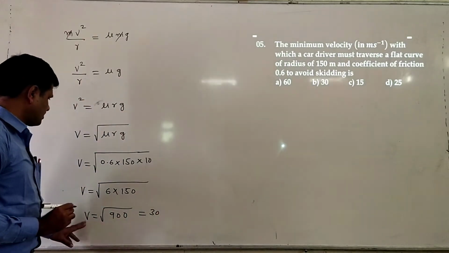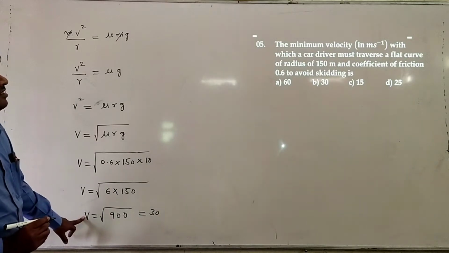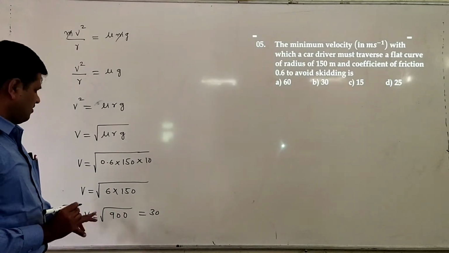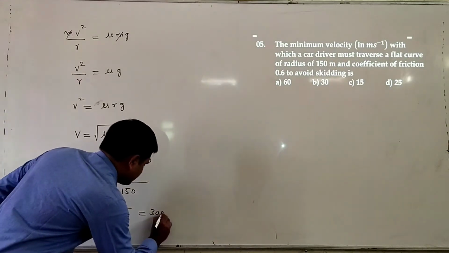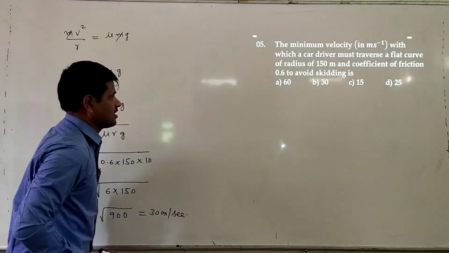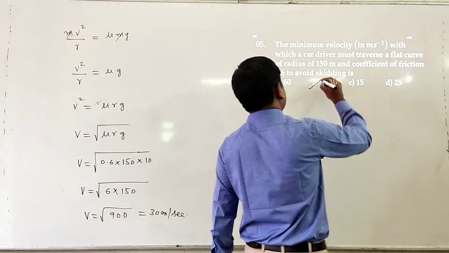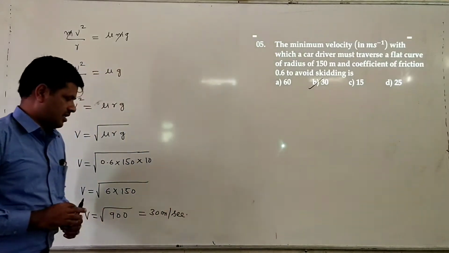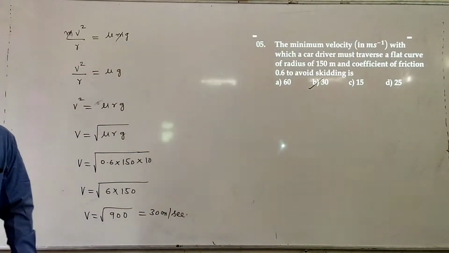Now what is the coefficient of friction value? What is being asked here? This is the minimum velocity. Velocity is being asked, and here the velocity we get is 30 meters per second. Which option is correct here? Option B is correct, that is 30 meters per second.